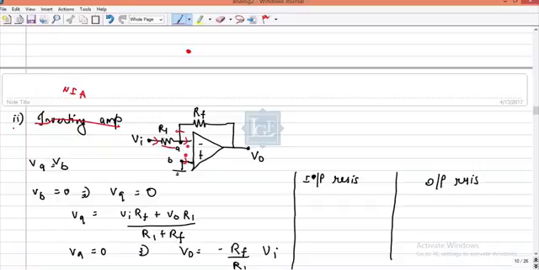So R1 and RF are in series, and that's why let us call this node as node A and this node as node B. And according to virtual ground, the voltage will be the same. So VA is equal to VB. Now since VB is equal to 0, we can say that VA is also 0 from this logic.